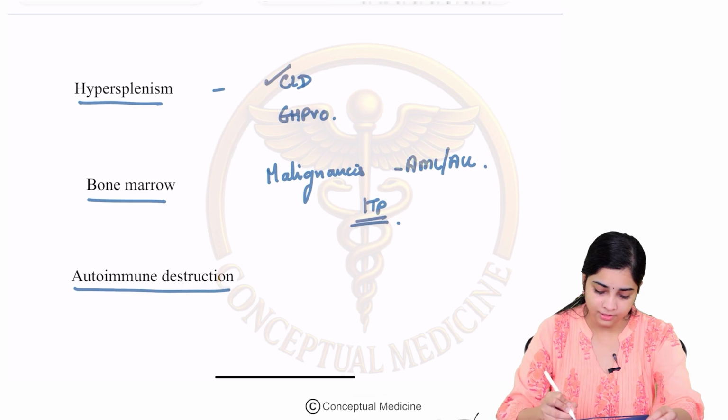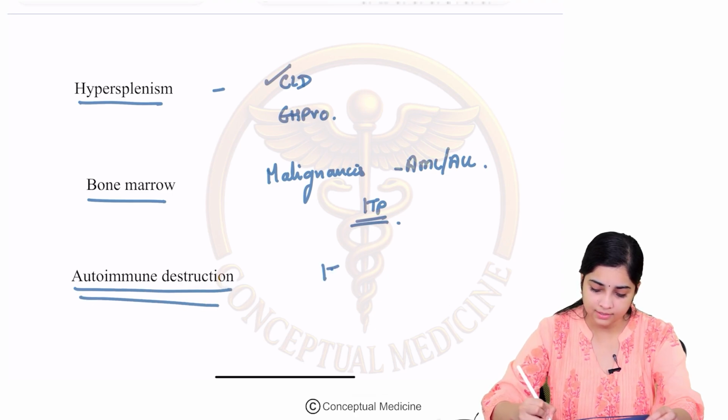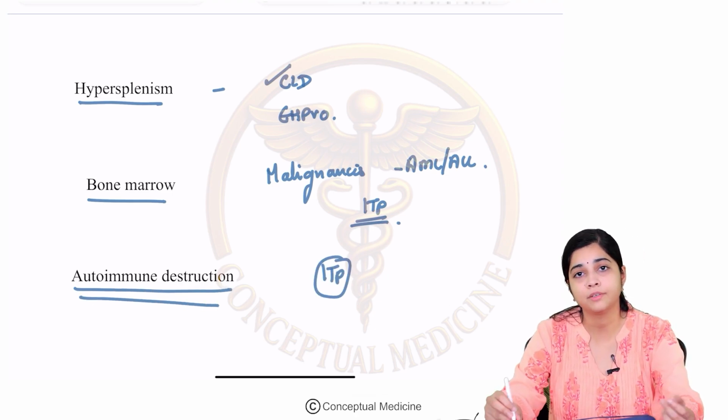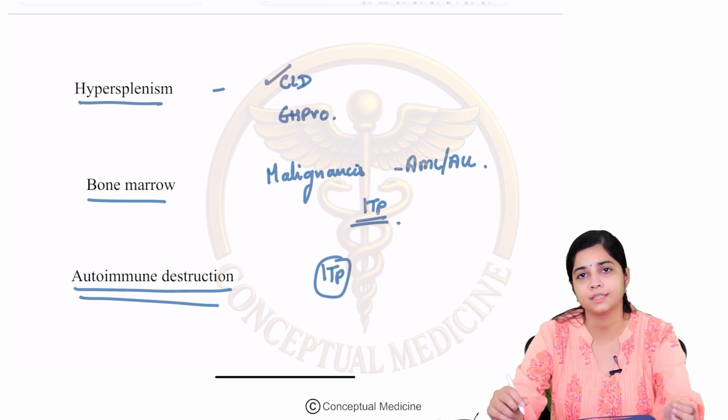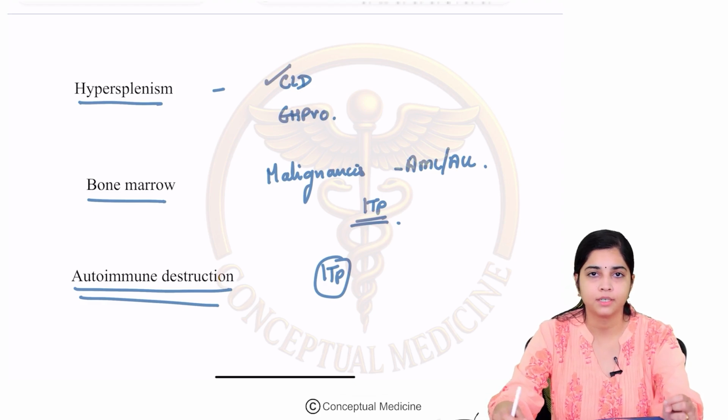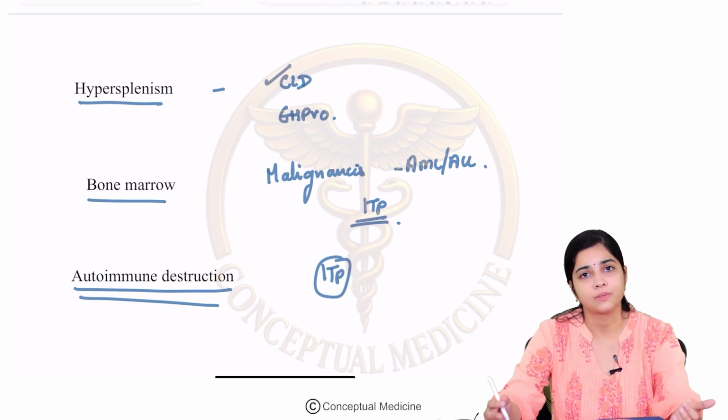And definitely you have to consider autoimmune destruction. Again, this is a mechanism which is proposed in ITP where we have autoantibodies produced against platelets and there is destruction. We will be discussing that in detail, right? So this is about the different causes of thrombocytopenia that we should be aware of.